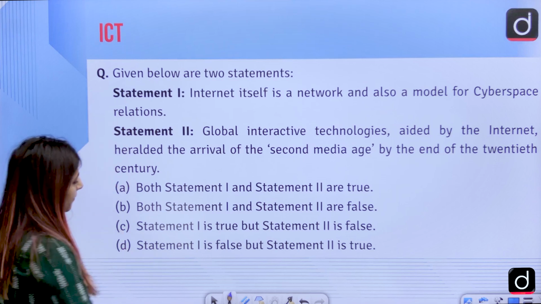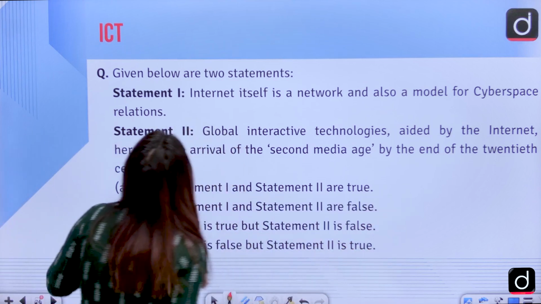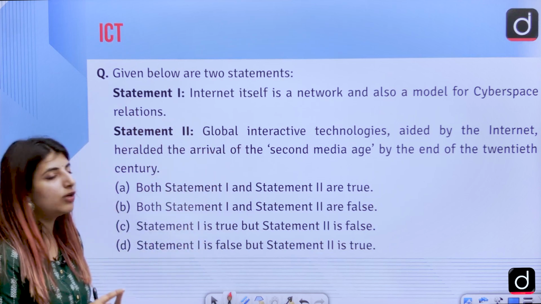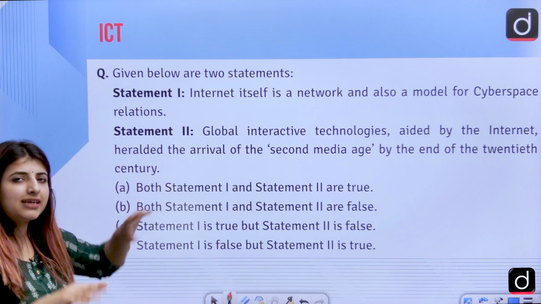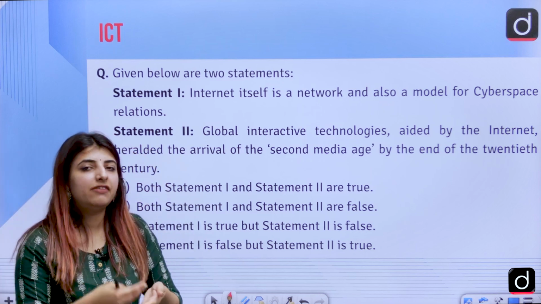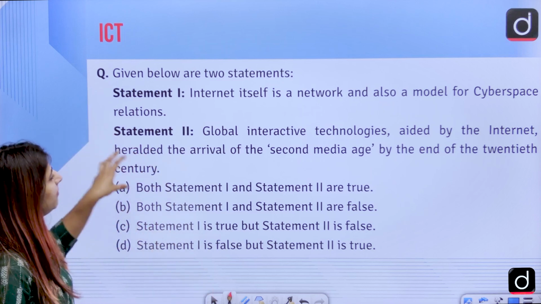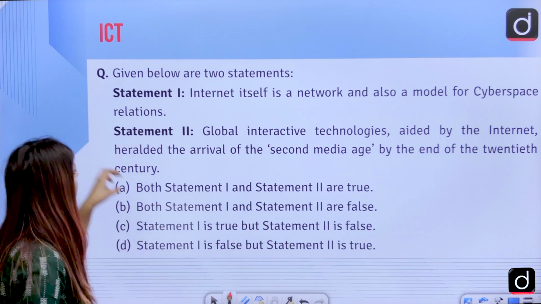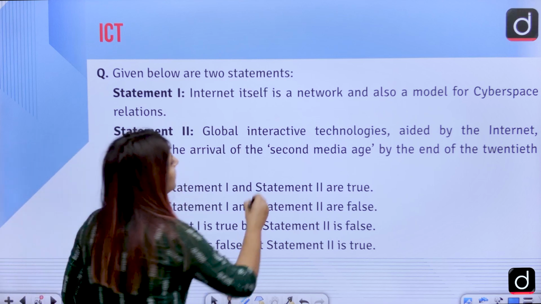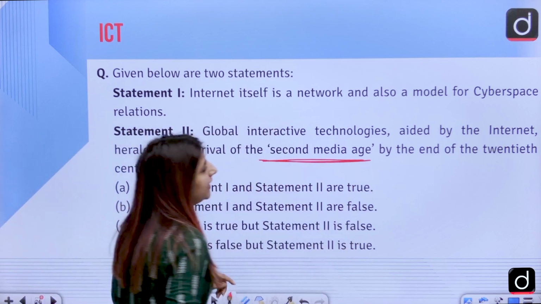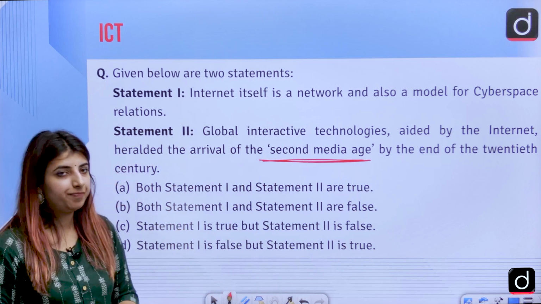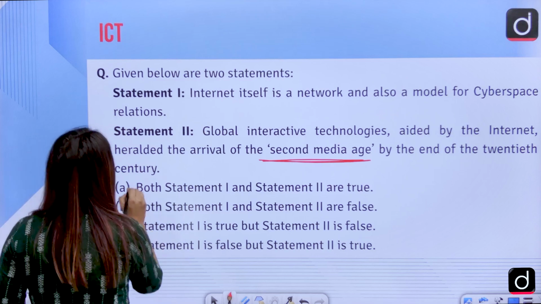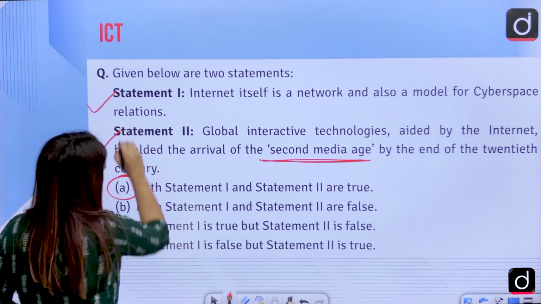Then we have the next question. Statement 1, internet itself is a network and a model for cyberspace relations. Cyberspace as in the space in itself, the internet space, right? Statement 2, global interactive technologies aided by the internet heralded the arrival of second media age by the end of the 20th century. The answer to this question is option A, of course, which is both the statements are true.